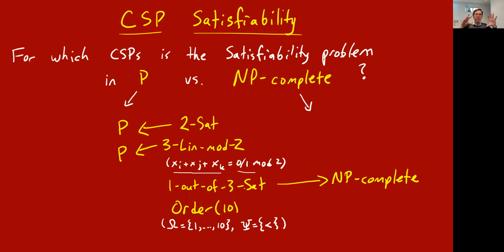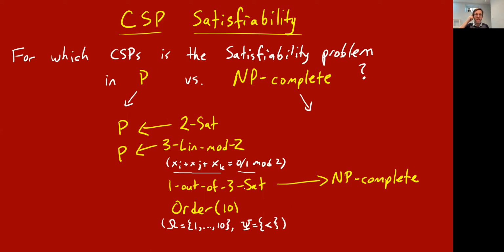So you can think of it as vertices, and you have a bunch of directed edges. The directed edge implies that the head of the directed edge should be less than the tail of the directed edge. And you have to assign a value 1 through 10 to each vertex.